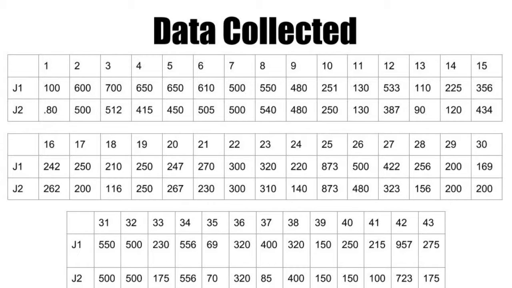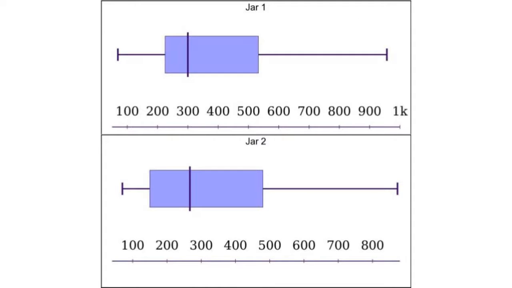Alright, welcome back. Hope you guys enjoyed watching Vlad pester every single person he could find to gather the data. As you can see on the screen right now, here's all the data that we collected. We got a total of 43 samples, and right here is the box and whisker plots for both jar 1 and jar 2. Now onto Kirat with the conclusion.